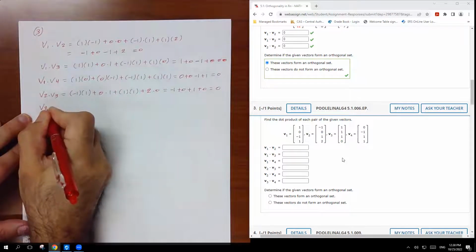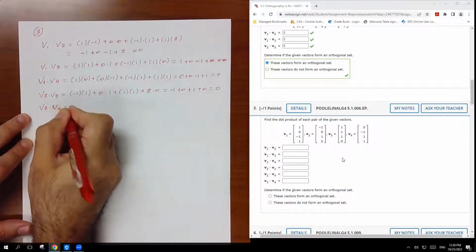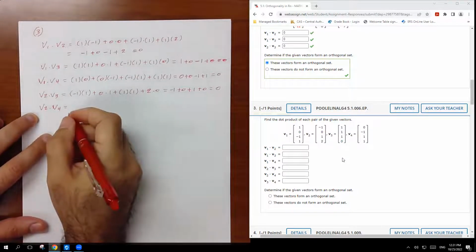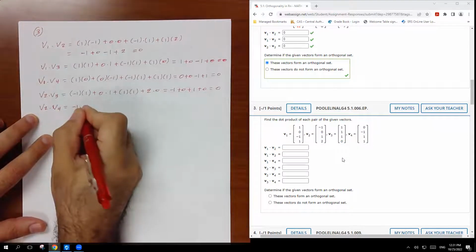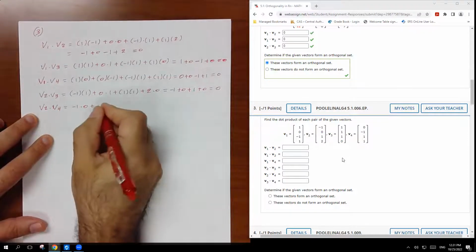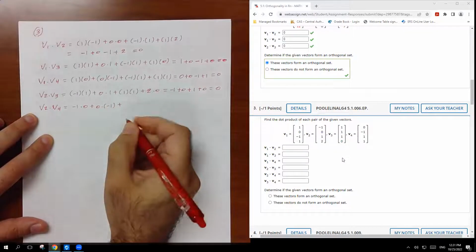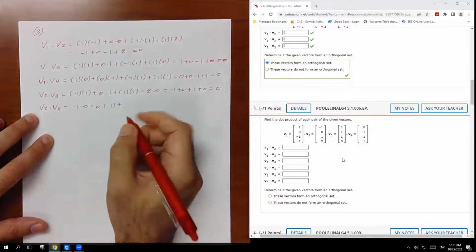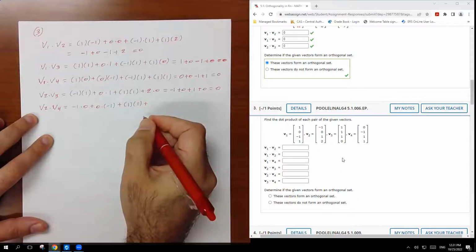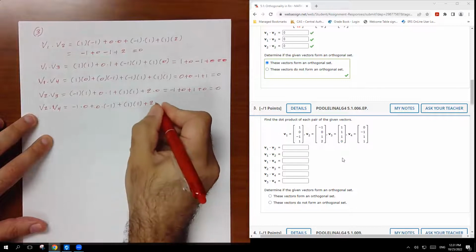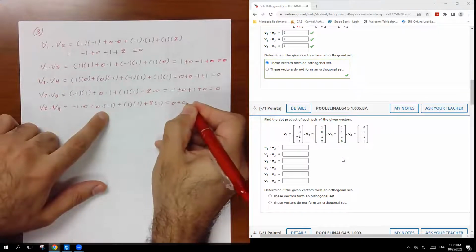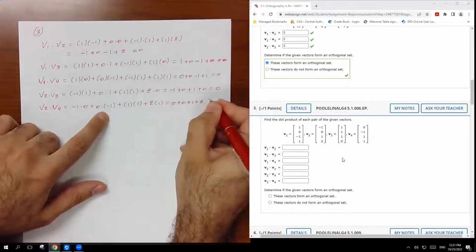Now V2 times V4. V2 times V4. So V2 is going to be -1 times 0 plus 0 times -1 plus 1 times 1 plus 2 times 1. So this is 0 plus 0 plus 1 plus 2, and the result is 3.